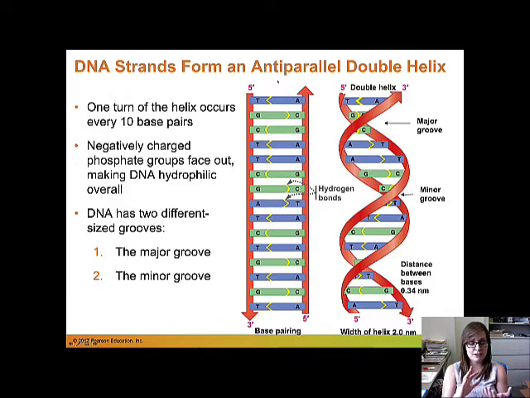And the negatively charged phosphate groups that are hydrophilic are going to face outwards. The molecule is going to be hydrophilic overall, so it's going to dissolve in water, but it's going to twist to minimize those hydrophobic interactions. And so here is the double helix of them twisting together.